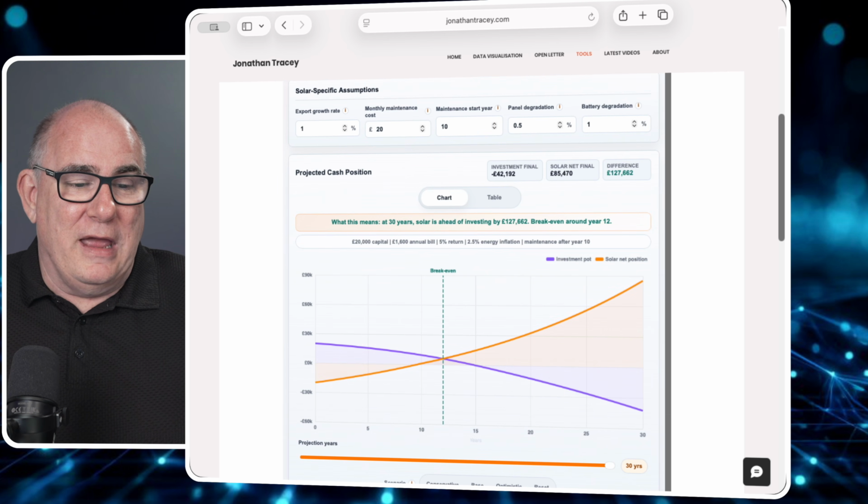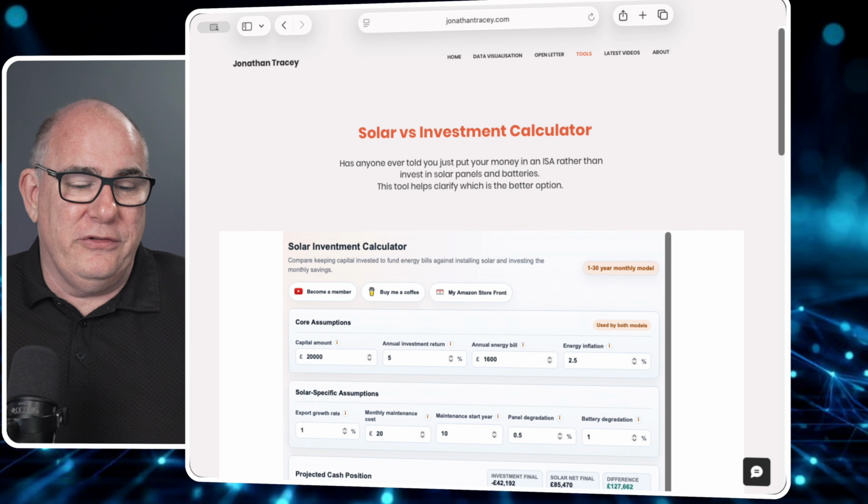Now, again, you can change any of these numbers. So let's say you want to push the rate of inflation up a little bit. Let's push it up to 3%.